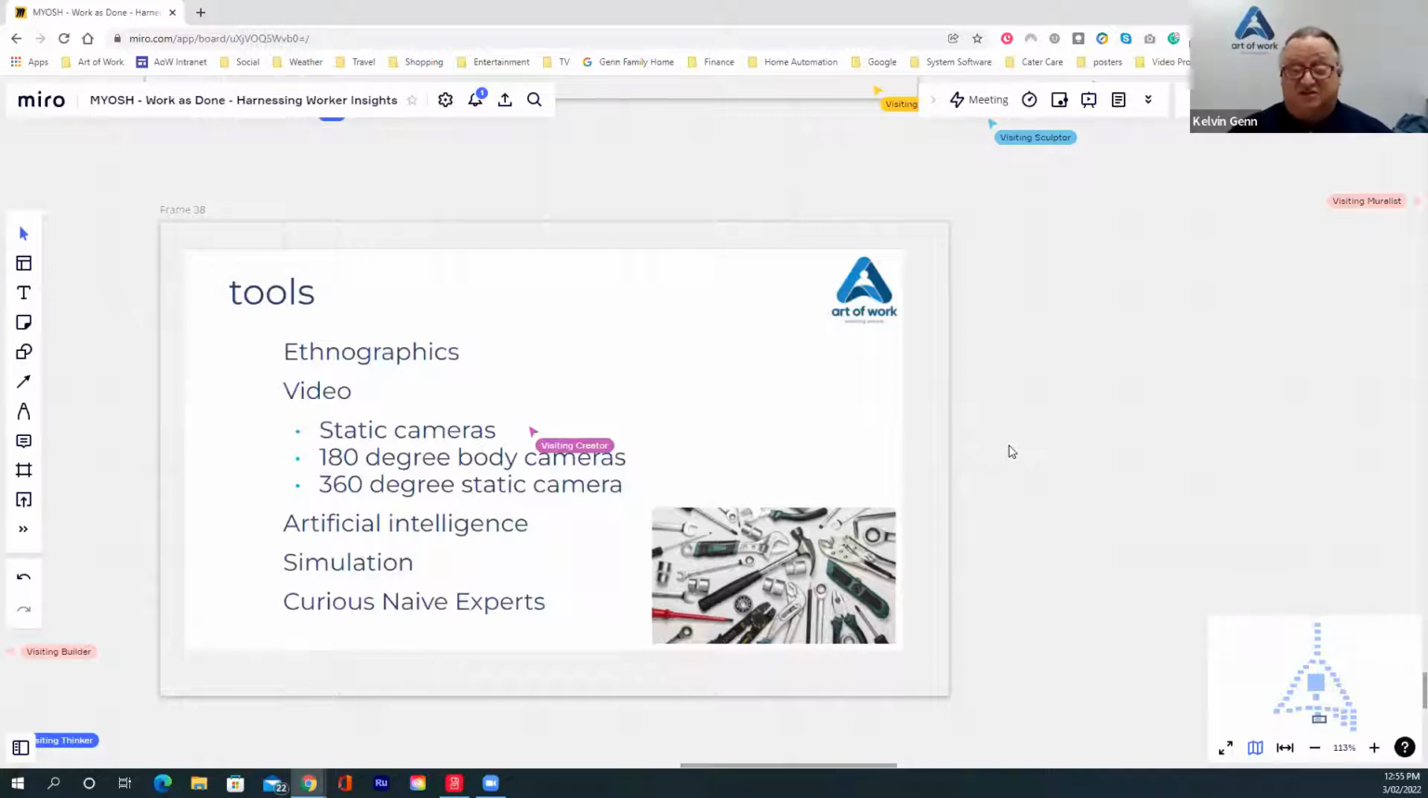Artificial intelligence is becoming quite useful in this space, particularly from capturing all of the interactions and being able to sort that information into something that helps you understand it. Simulation is becoming a very important tool, that once you get some of this information, you can run scenarios and see how they play out in these different conditions.